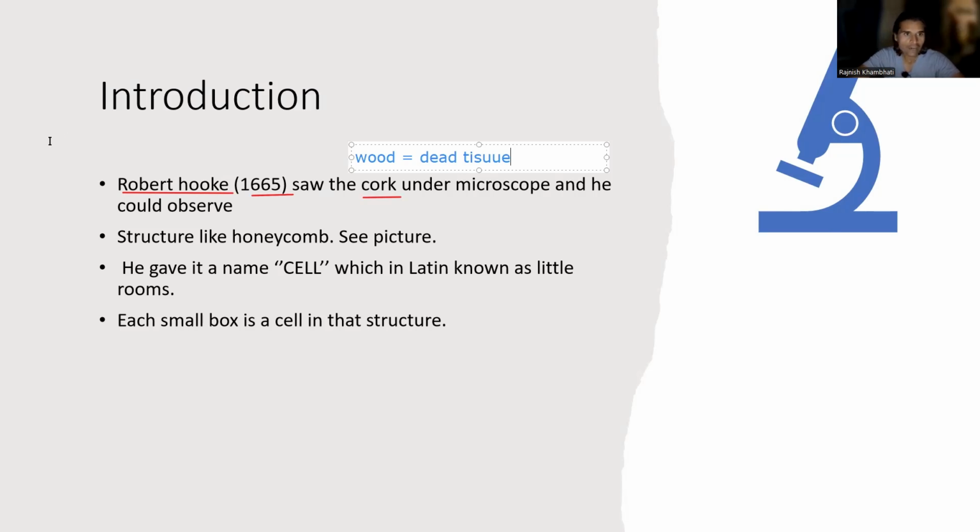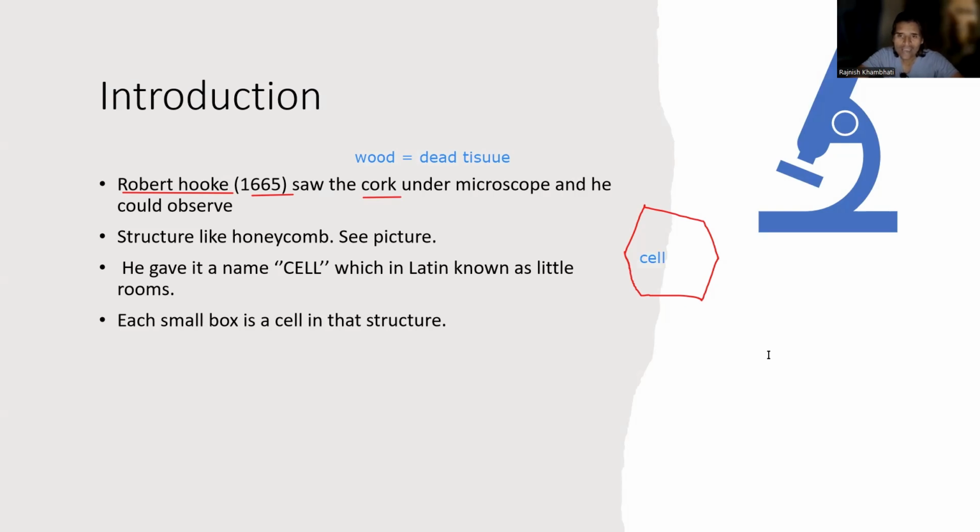Honeycomb structure means it is looking like a hexagonal structure. We know how a honeycomb looks. It is looking like this, a hexagonal structure. And to this structure he gave the name, and the name is the cell.